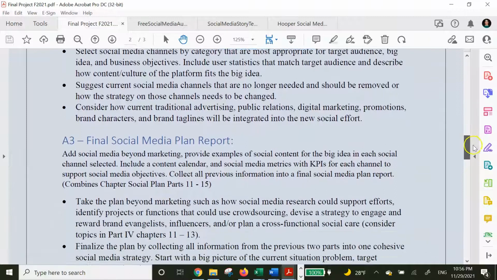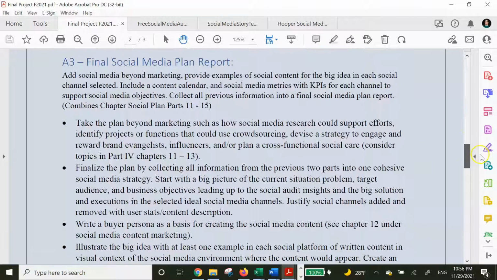Finally, we get to the part where we are going to create our final social media plan report. So you are going to check how your plan is going to come to life. You're going to take the plan beyond marketing and look at whether you are going to be able to find evangelists. Are you going to use influencers? How are you going to put together your strategy?